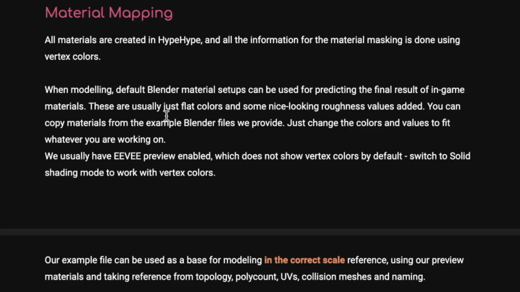These are usually just flat colors and some nice looking roughness values added. You can copy materials from the example Blender files we provided. Just change the colors and values to fit whatever you're working on. We usually have an Eevee preview enabled, which does not show vertex colors by default. Switch to solid shading mode to work with vertex colors.